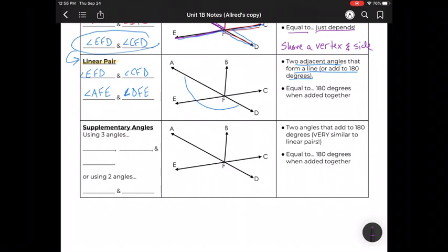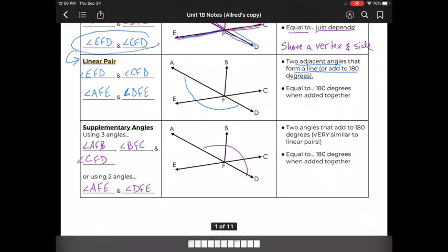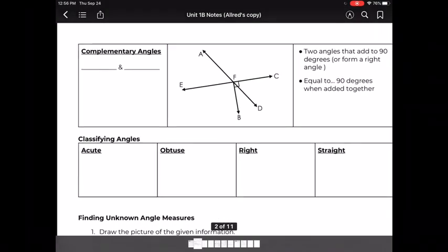So we could do that with just two angles, like our linear pair, angle AFE and angle DFE. They add up to 180 like that. Or we could do them with three angles, maybe on this other side, like angle AFB, angle BFC, and angle CFD all add to 180 when adding those three angles together. Remember our part plus part equals whole relationship. All right, so let's move right along into some other angle pairs.